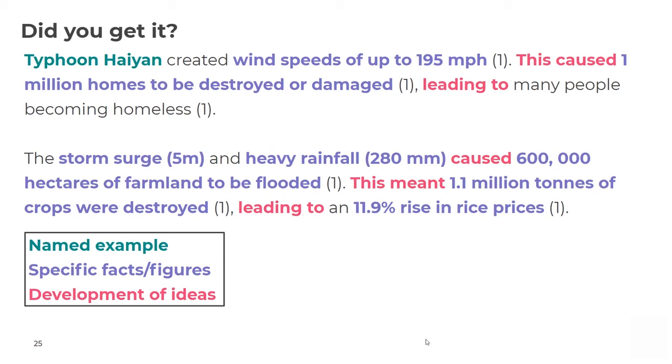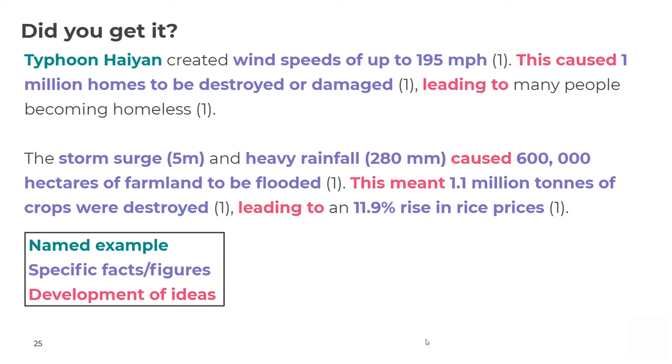So let's have a look at my marks. Typhoon Haiyan created wind speeds of up to 195 miles an hour, 1 mark. This caused 1 million homes to be destroyed or damaged, 1 mark, leading to many people becoming homeless, 1 mark.